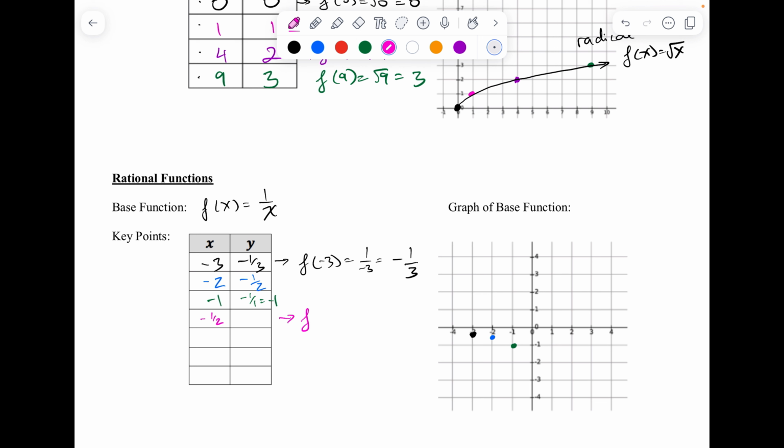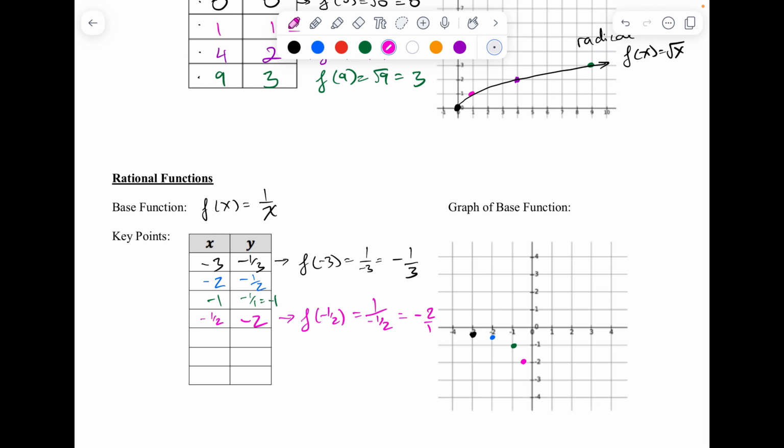Well, f at -1/2 means that it's 1 over -1/2. You can do this on your calculator, but it's the reciprocal, so it's positive. Sorry, it's -2 over 1, which is -2. So at -1/2, I'm down to -2.